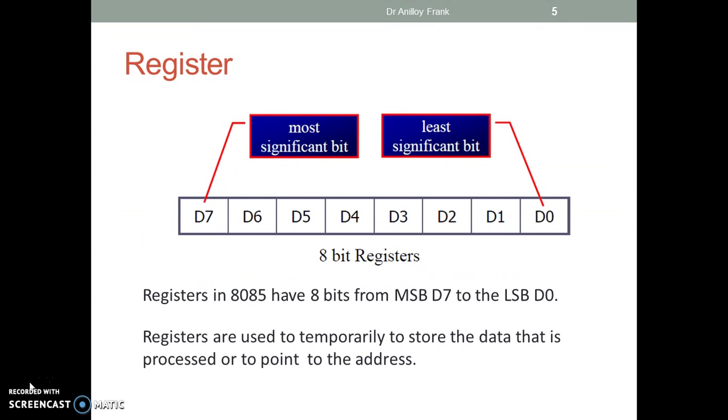The figure shows an 8-bit register. Registers in 8085 have 8 bits from MSB, most significant bit D7, to LSB, least significant bit D0. Registers are used to temporarily store data that is processed or to point to the address.